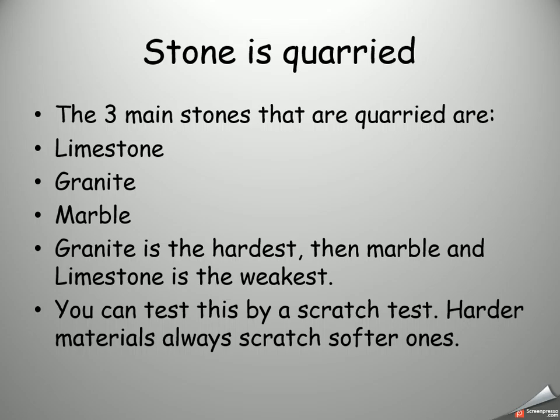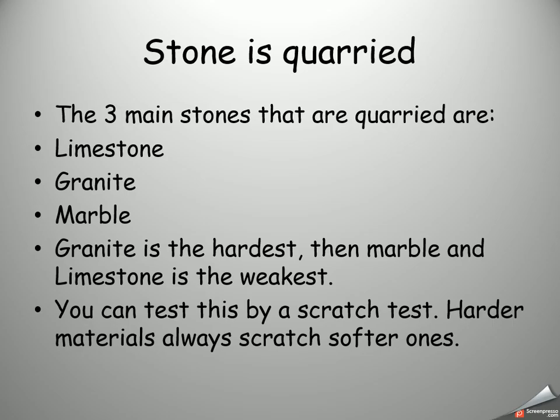Now, how would you know one of those is hardest? Well, you would perform a scratch test. The harder material always scratches the softer one. Let's imagine you had 2 rocks in front of you and you scratched them against each other. The one with the actual scratch marks is weaker than the other one that did the scratching. That's how you would test which one is harder. It's a very unsophisticated test, but it works nonetheless.